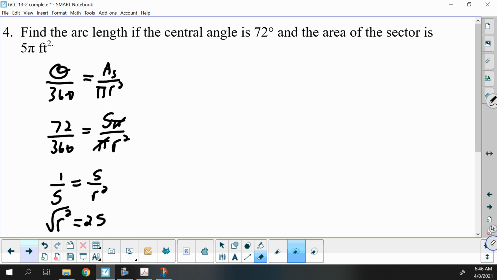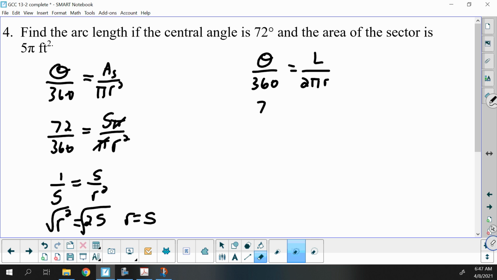Opposite of squaring something is taking the square root, so we just get r is equal to 5. But that's not what we were looking for. We were looking for the arc length. So let's do our arc length proportion now. Theta over 360 is equal to our arc length over 2 pi r. Oops, 2 pi r, not r squared.